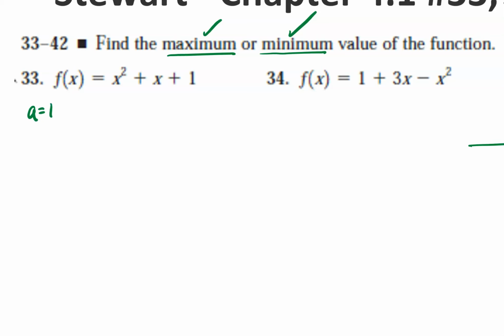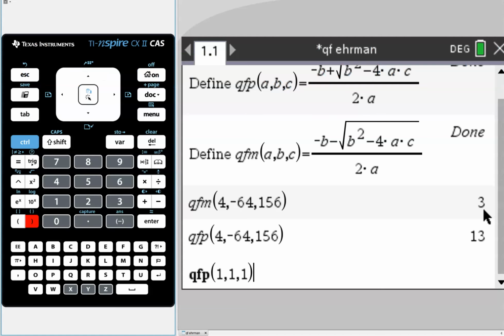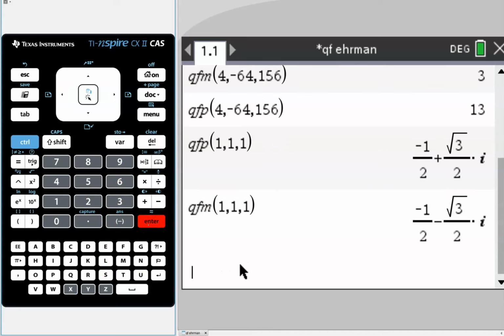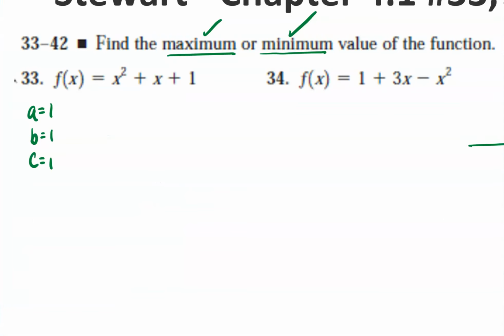In this case, our a value is 1, b value is 1, and c value is equal to 1. So if I go to our quadratic formula calculation, the QFP for 1, 1, 1 should give me 1 x-intercept, and the QFM for 1, 1, 1 should also give us our x-intercept. But you can already tell that we're running into an issue here. The 2 solutions that we've just established with these coordinates end up producing x-intercepts that are imaginary numbers.